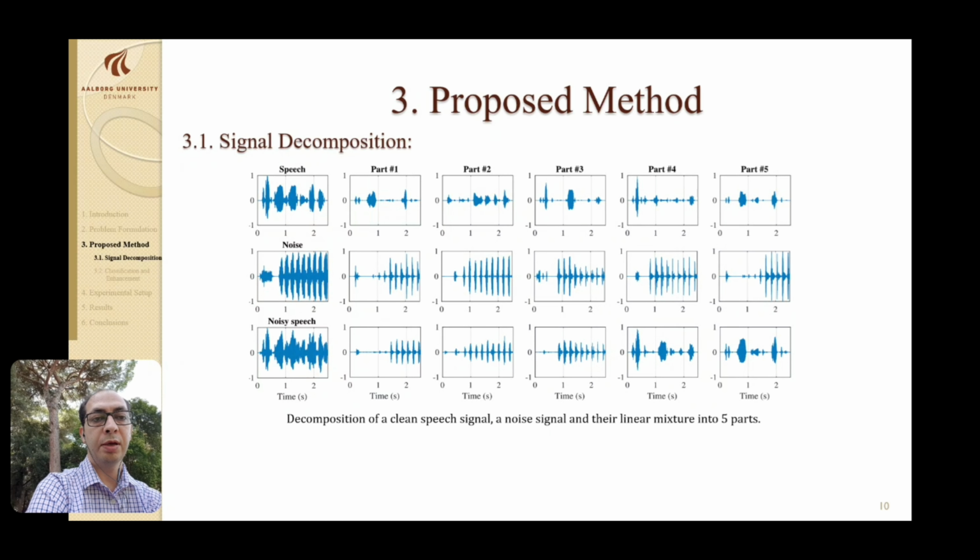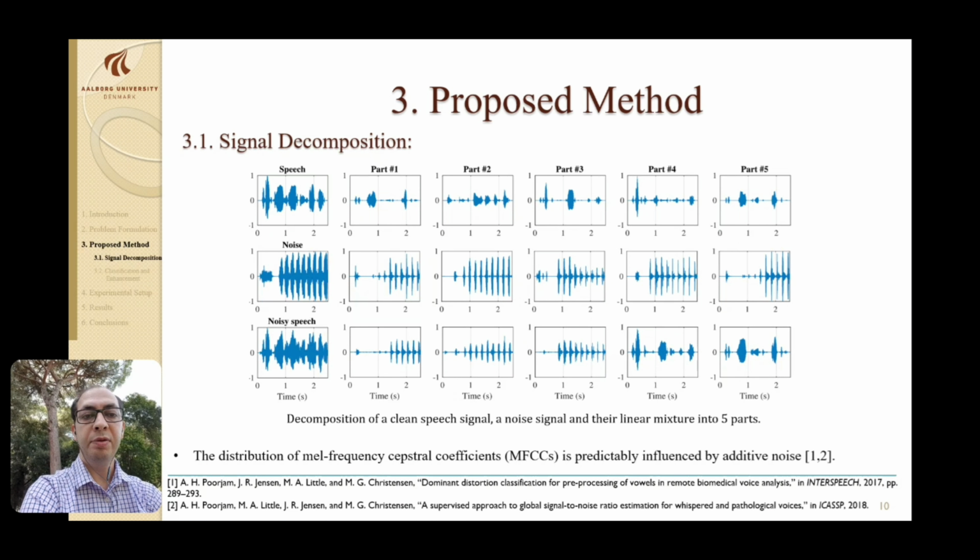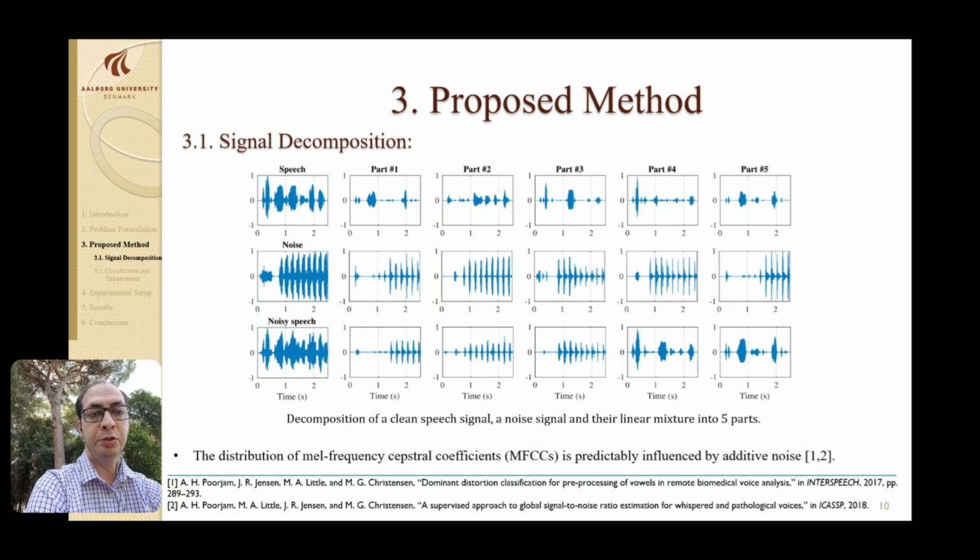To do so, we use a classifier, and for training the classifier we need some features. We have shown in our previous work that the distribution of MFCCs is predictably influenced by additive noise. So we use the property of these features to distinguish between speech and noise.